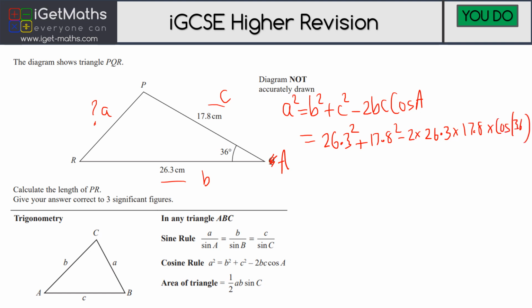Hit this in our calculator. This should give you 251.06 with some other numbers. And remember, you just need to do the square root of this to get what a is, and the square root of that answer gives us 15.8, and remember that will be to 3 significant figures, and that's your final answer.